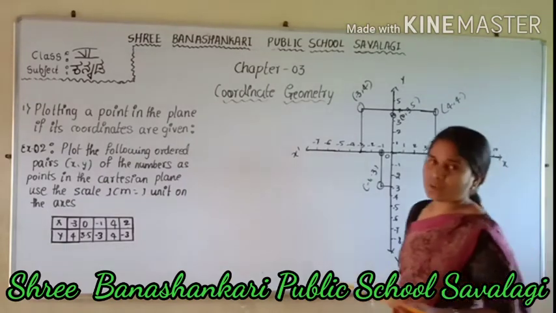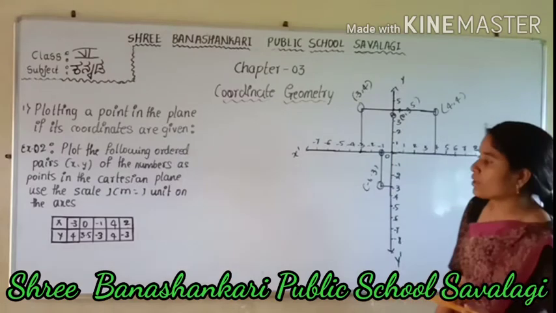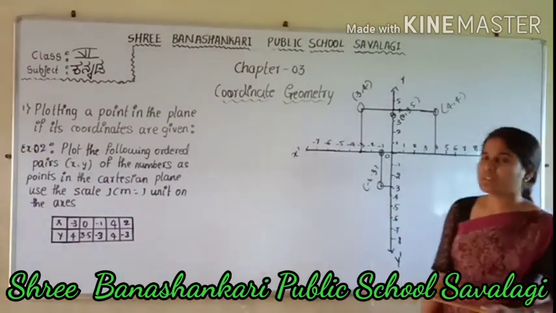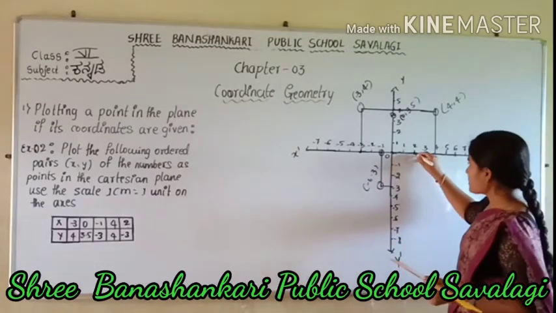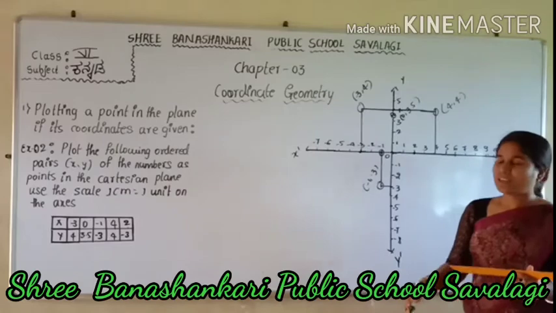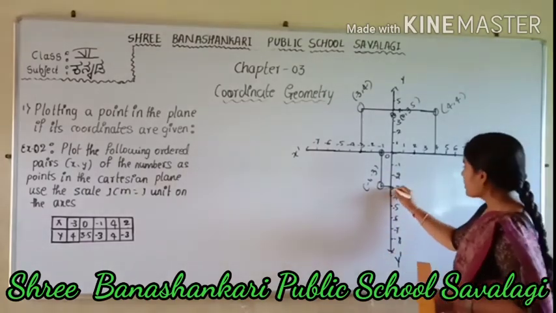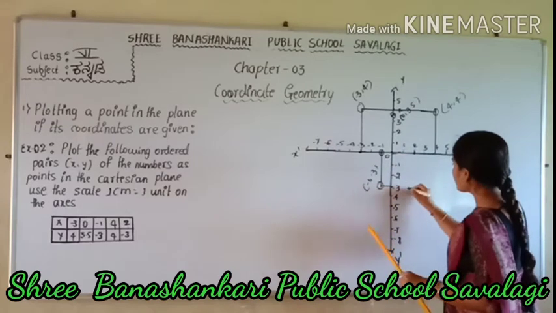And next we go for another point, that is 2 and minus 3. Here 2 is positive, so it comes on the positive direction of the x axis. This is the 2, and minus 3. Minus 3 means it comes on the negative direction of the y axis. Here it is the minus 3. And now draw the perpendicular lines to each other.